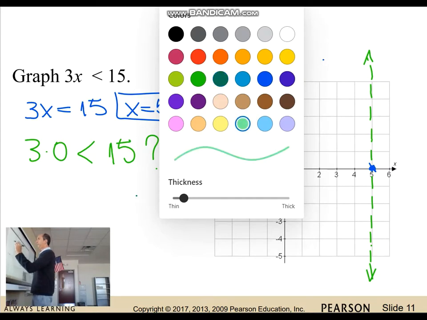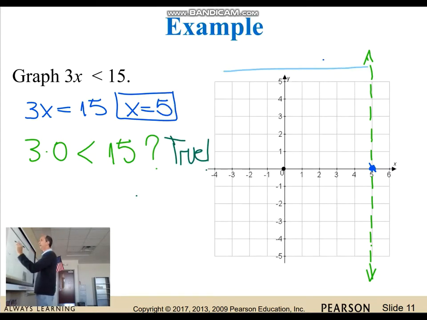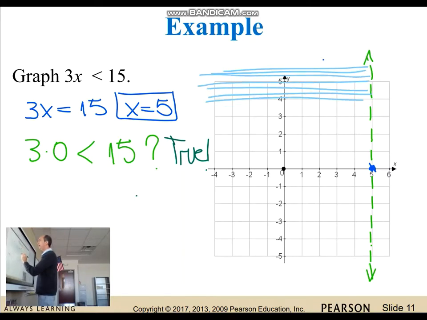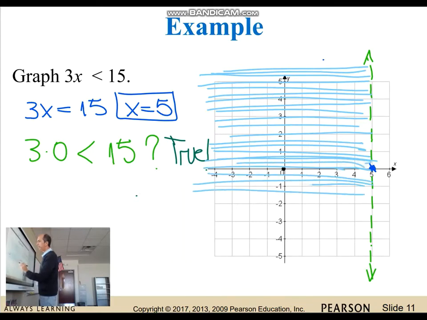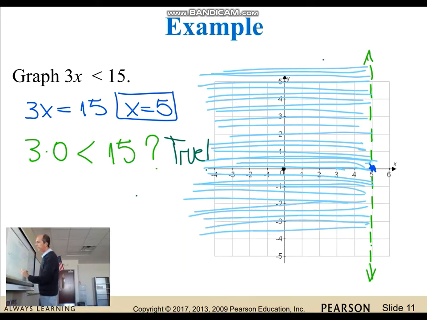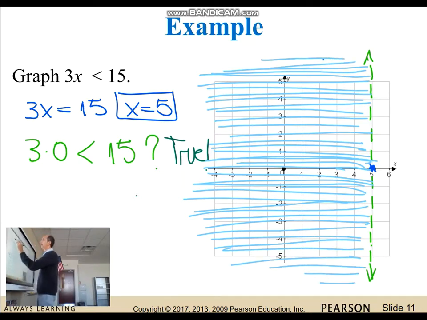As a result, we will shade everything here on the area, the same area where the testing point is. So this is the solution set, all this area here, where the testing point is inside, is included. Okay. This is our solution for the example.